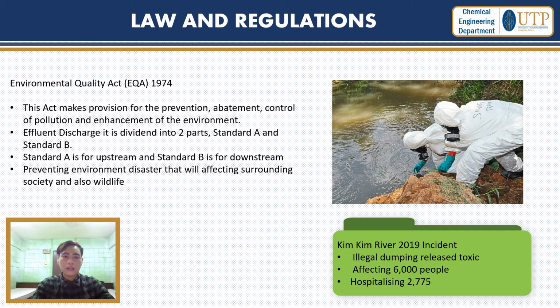One example of an environmental disaster is the Kim Kim River incident in 2009, where the illegal dumping of toxic release affected 6,000 people in the surrounding area and hospitalized 2,775 people.